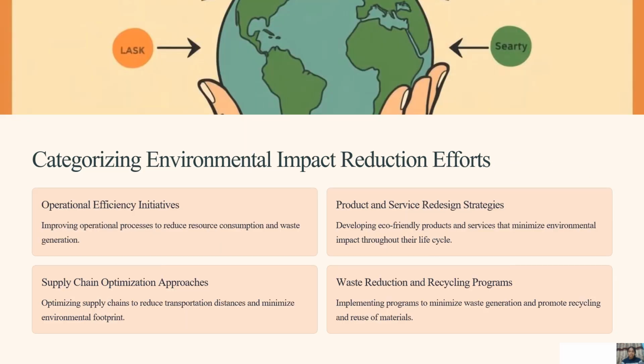Categorizing environmental impact reduction efforts. Operational efficiency initiatives: improving operational processes to reduce resource consumption and waste generation. Product and service redesign strategies: developing eco-friendly products and services that minimize environmental impact throughout their life cycle. Supply chain optimization approaches: optimizing the supply chains reduces transportation distances and minimizes environmental footprint.